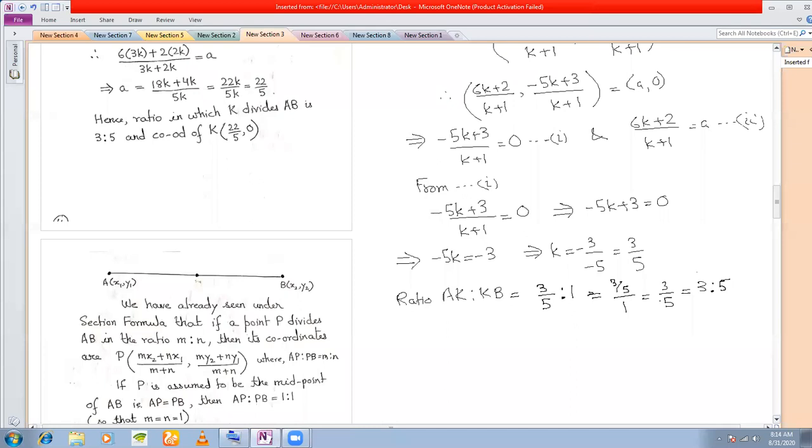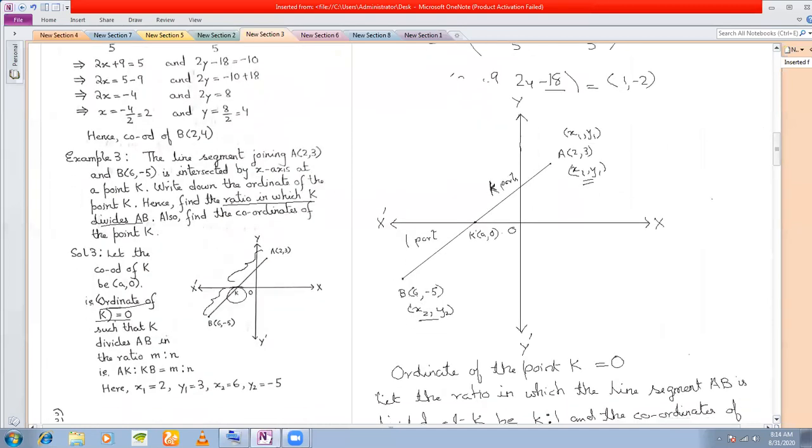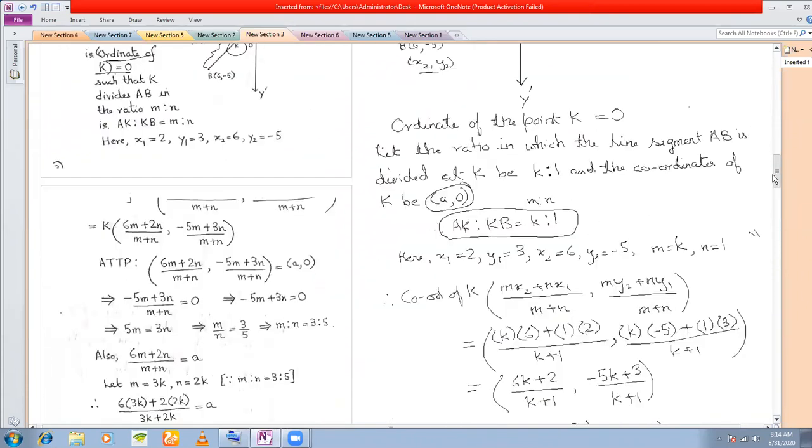Okay. What you see here is the difference between the first and the second method: in the first method we had taken two values, m and n, and we were finding m by n. Here we have taken only one, k, and we are finding out the value of k, which ultimately becomes the ratio k is to 1, which gives us the same value 3 is to 5. So we have calculated the ratio. The first part of the question has been answered, that is, find the ratio in which K divides AB. If you have any doubts, you can ask here about any step which you could not understand.